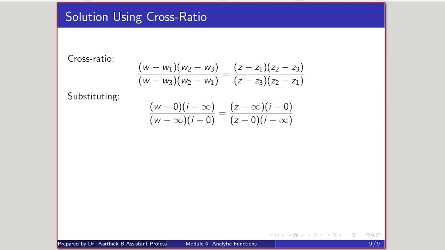On the next step, for your identification, I have substituted the values of infinity. After that, I take out the w3 and w3 and cancel them out. Then on the remaining terms, it will be w by i equals i by z. So finally, w will be equal to i square by z, and i square will be minus 1. So w will be minus 1 by z.